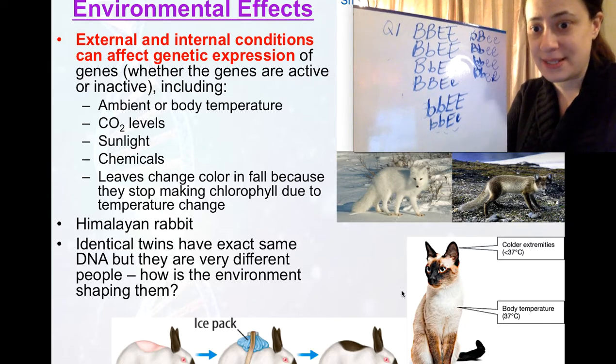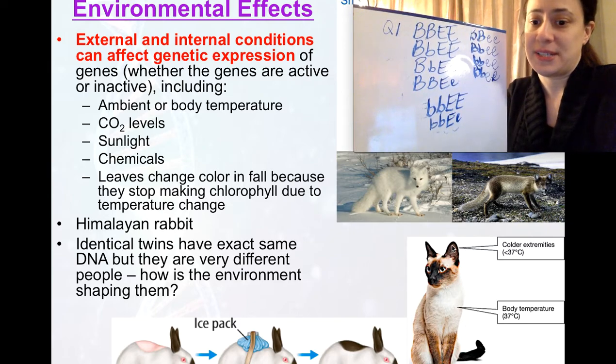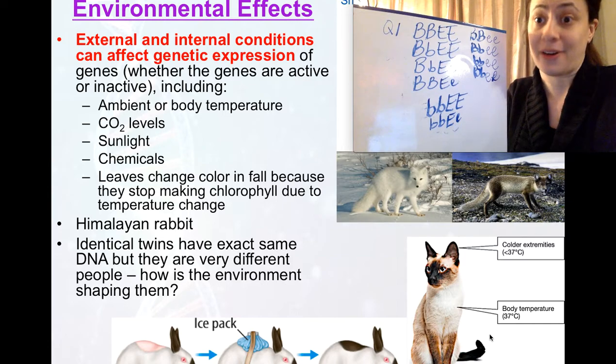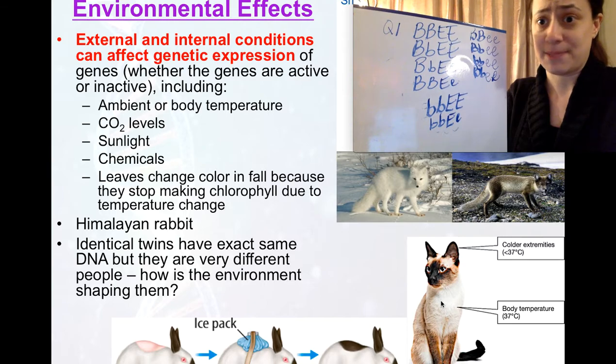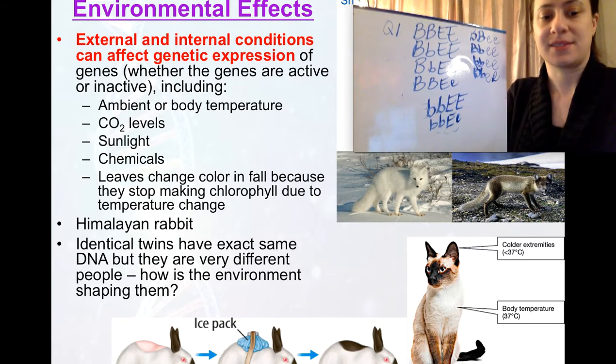Here's a Siamese cat, and you see in the ears, in the legs, in the tail, it's darker. Its extremities are darker because those temperatures are lower than 37 degrees Celsius. But the core of its body is paler, and that's because it's warmer there.